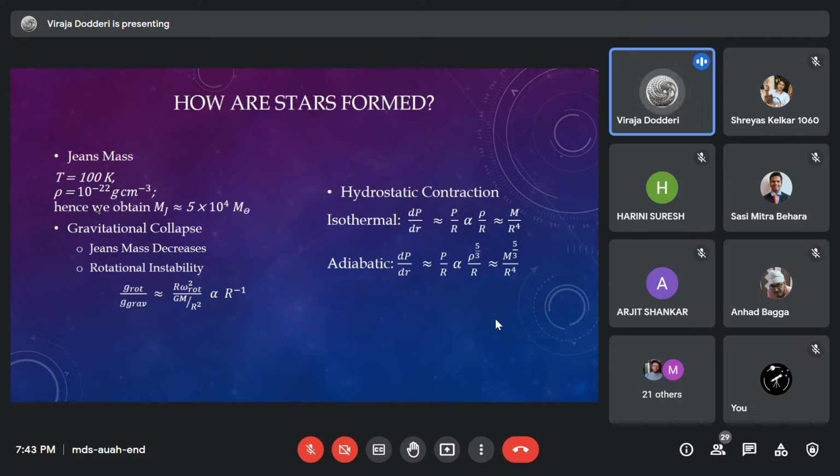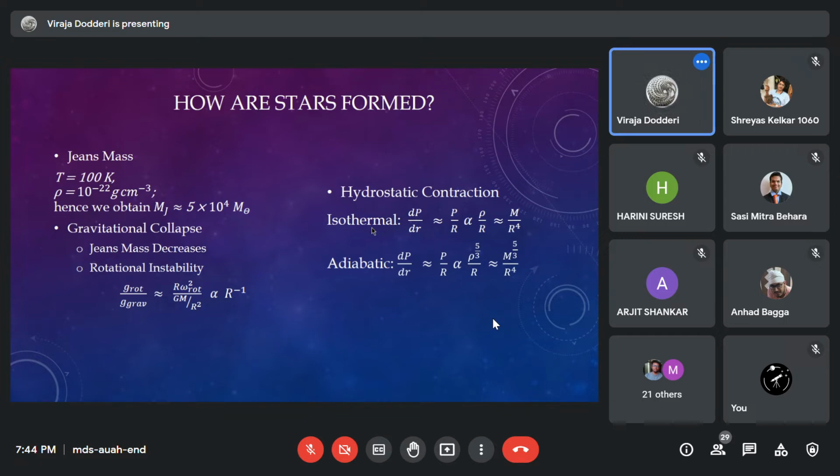Then there is something called hydrostatic contraction. So when the star is in approximate hydrostatic equilibrium, we consider the virial theorem to be somewhat satisfied, and to reach the hydrostatic equilibrium, first the stellar mass should go from isothermal to adiabatic.